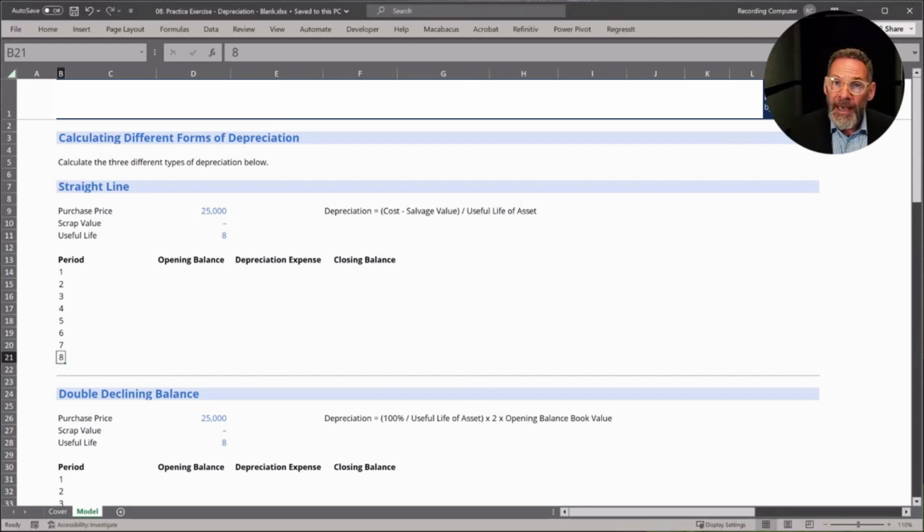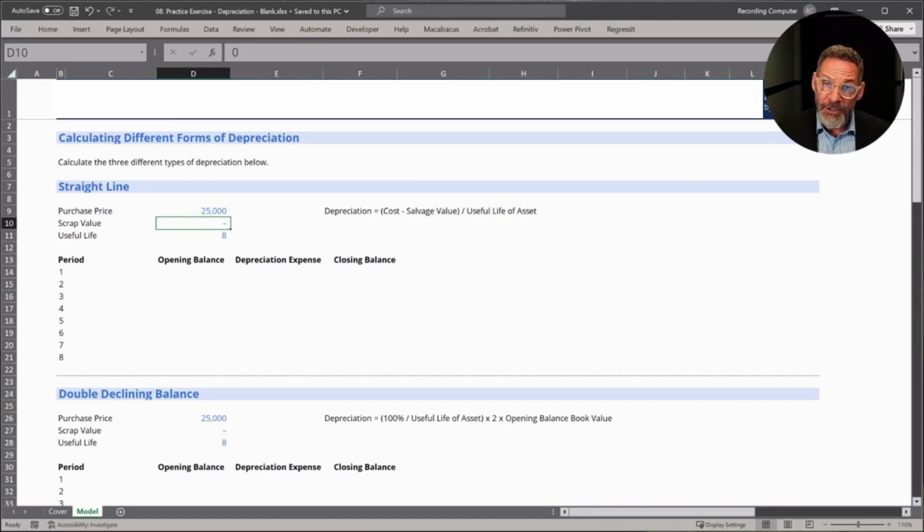Whenever we're looking at calculating depreciation, we typically need to know at least 3 things. We need to know the cost or purchase price. In this case, we're going to assume the purchase price was $25,000. We need to know how long we expect to use the asset in the business. We call that the useful life. And in this case, we're saying it's 8 years. And then we need to know if there's any scrap or residual value to that asset at the end of its useful life, in this case, 8 years. And we're going to assume that it's 0.